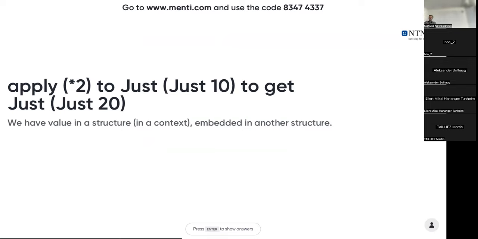So normal fmap was not working. We have a nested structure. What do we need to do? We do have a value. The value is 10. Can we multiply it by 2? Yes, we can. So at the end of the day, it has to work. But we have one structure, and then we have the outer structure. So we have two layers. It happens to be the same structure. The inner structure is Maybe Int, and the outer structure is Maybe Int as well.